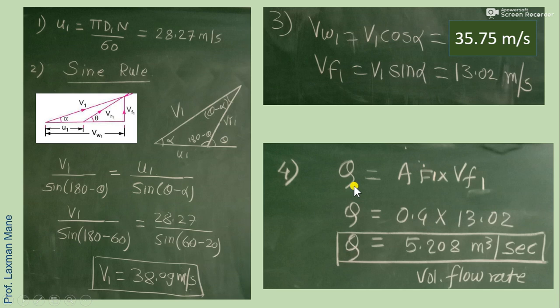Then discharge is equal to what? Continuity equation: flow area into flow velocity. So in this, flow velocity is given, area of flow is also given, and the flow velocity we calculated here. So Q we get in meter cube per second, that is volume flow rate. This is one of the answers.